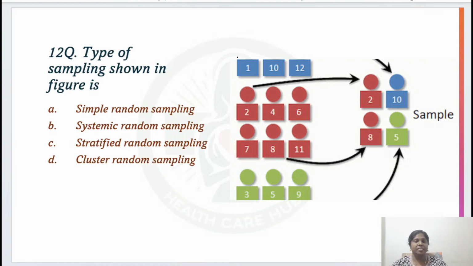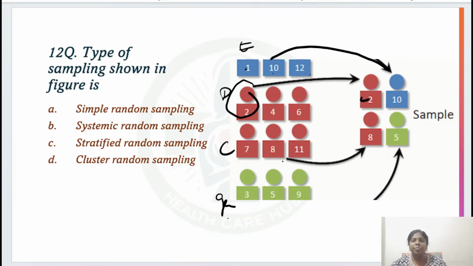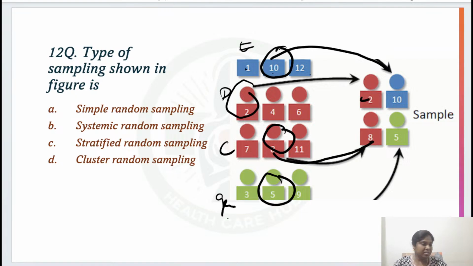Here we have samples, right? So, for example, I have segregated in one village all the elderly people in one row, all the pregnant women in one row, children in one row, geriatrics in one row, and I am picking from these lines. I have picked number 2 from here, and from the next line I have picked the 10th one, and from the third line I have picked number 8, and from here I have picked this one. So, what is this sampling called?